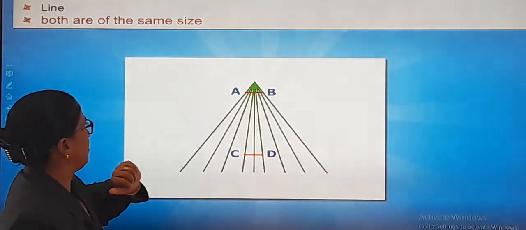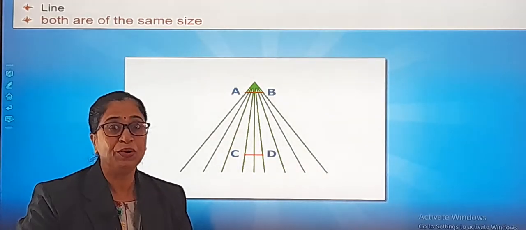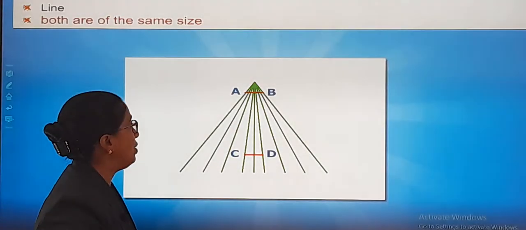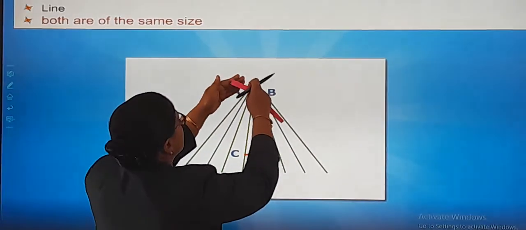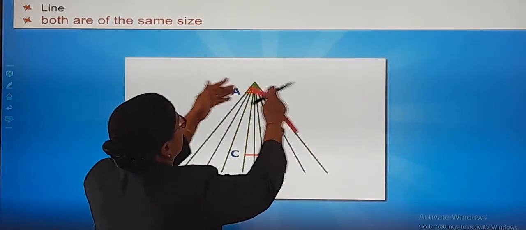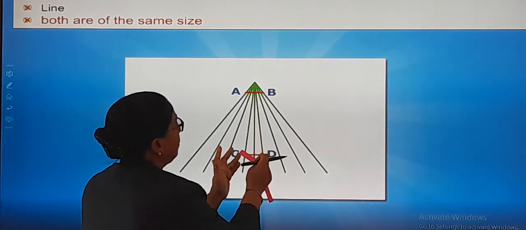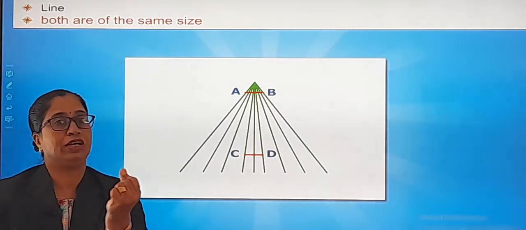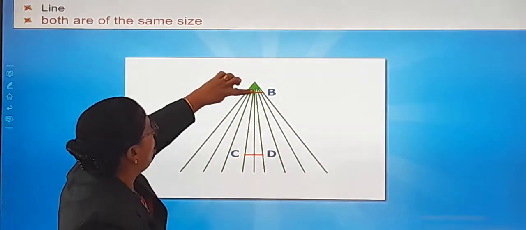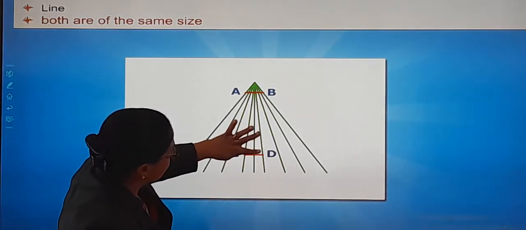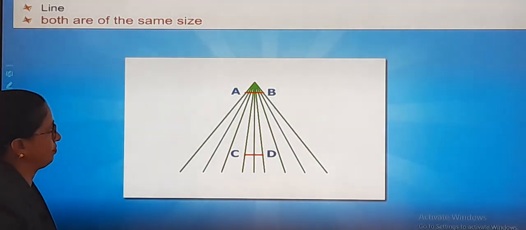Now look at this picture. Line AB and line CD. Now that you know that there is optical illusion, look carefully. Because here it is narrowing down, you feel this is longer and here it is widened, and when you look at it, you feel it is shorter. But frankly speaking, they both are of the same size.